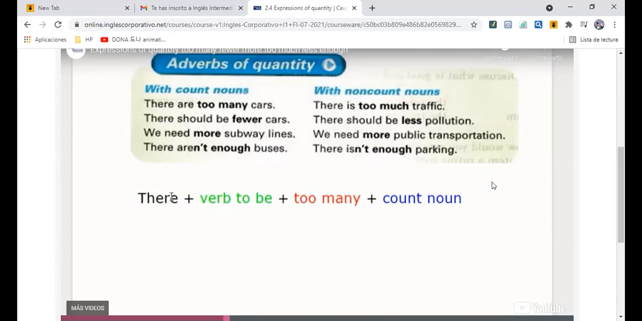Observation. All the time that you're using non-countables, they are always taking the singular form. So you always need to say there isn't. So parking is non-countable. What about love? Can you count love? No. What is the opposite of love? Hate. So how do you say hay mucho odio? There is much hate.